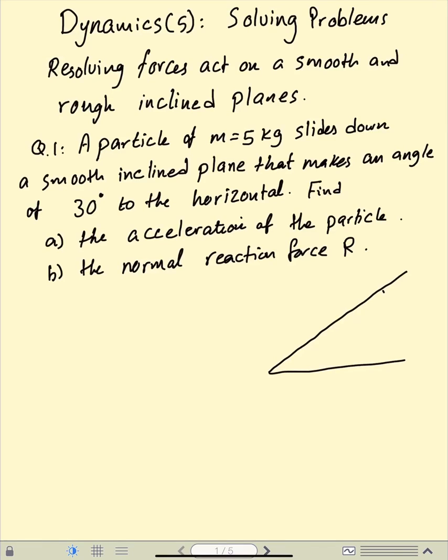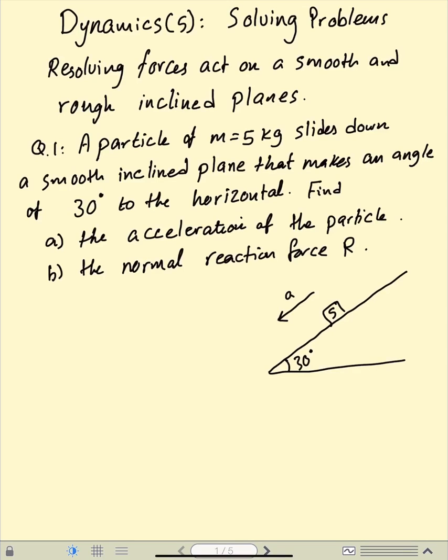He's telling me this particle of 5 kilograms slides down the plane, makes an angle of 30 degrees to the horizontal. This is the given. And the plane is smooth, is not rough. So no friction in this question. Part A, find the acceleration of the particle. Part B, find the normal reaction force, which is R.